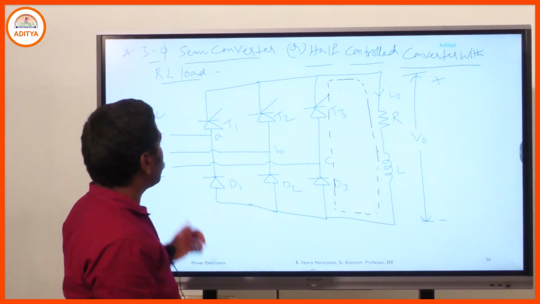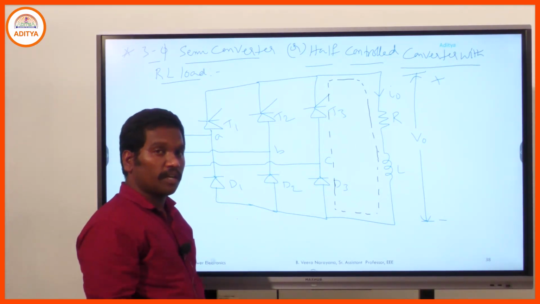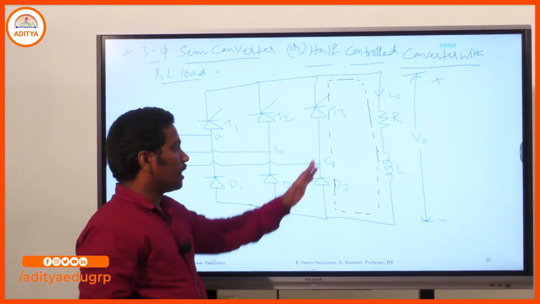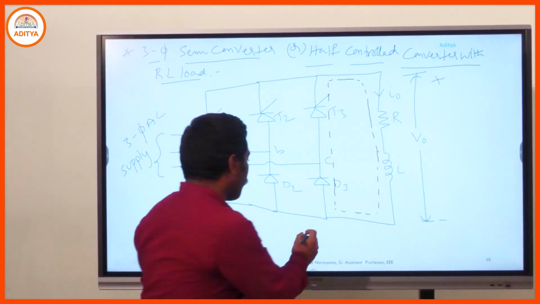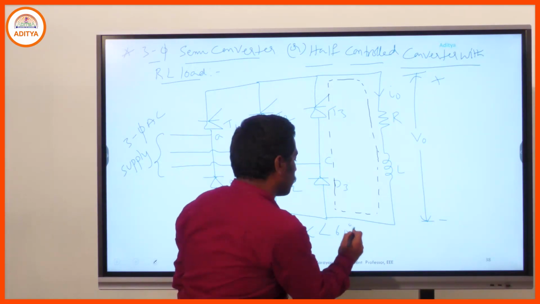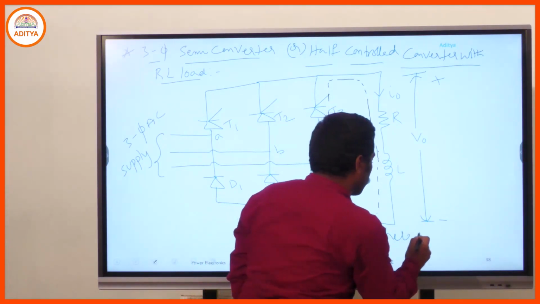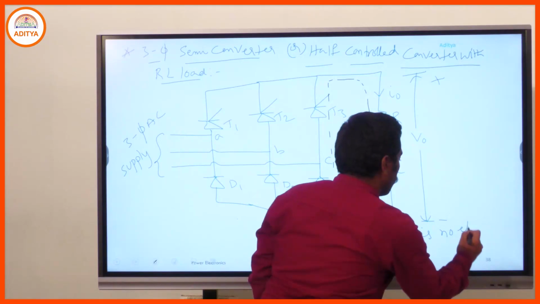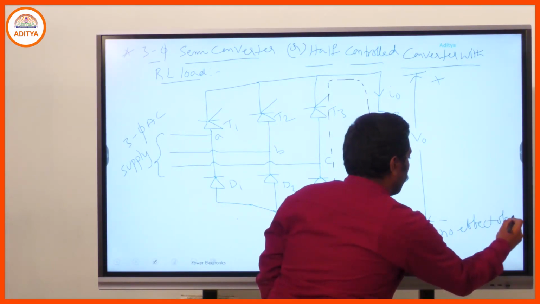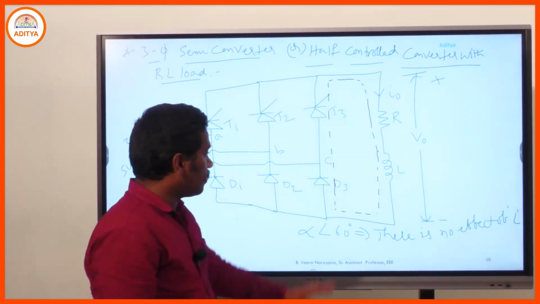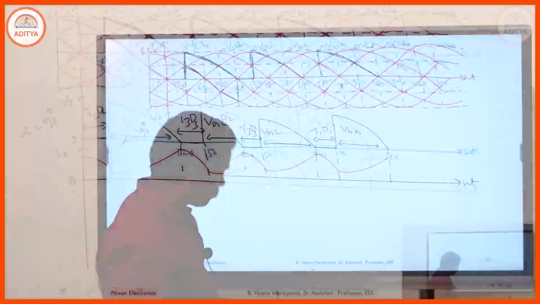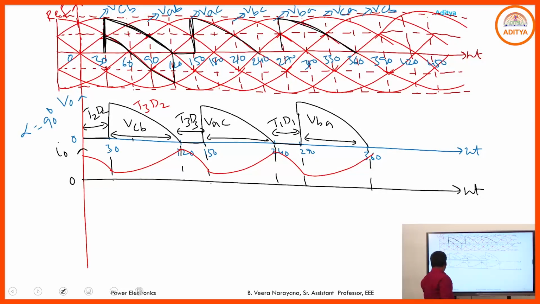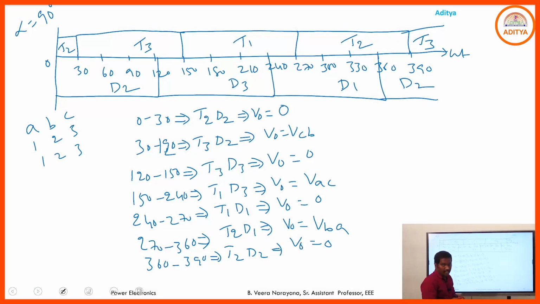And now we go through the three phase semi converter or half control converter with RL load. Here what I said, even if we consider the inductive element in the load, if alpha is less than 60 degrees, then there is no effect of inductor. Simply this converter operates under R load. And if you go with alpha greater than 60 degrees, then we are able to observe the effect of inductor.